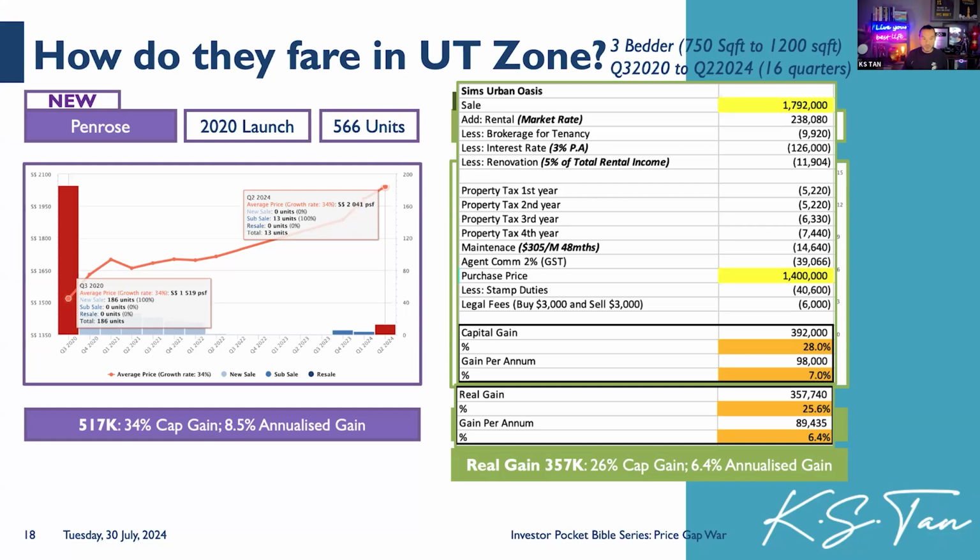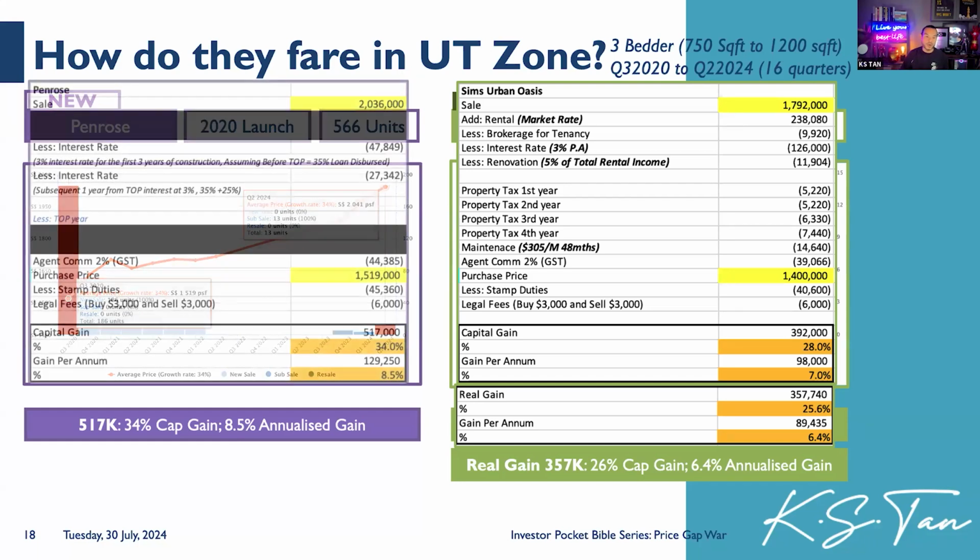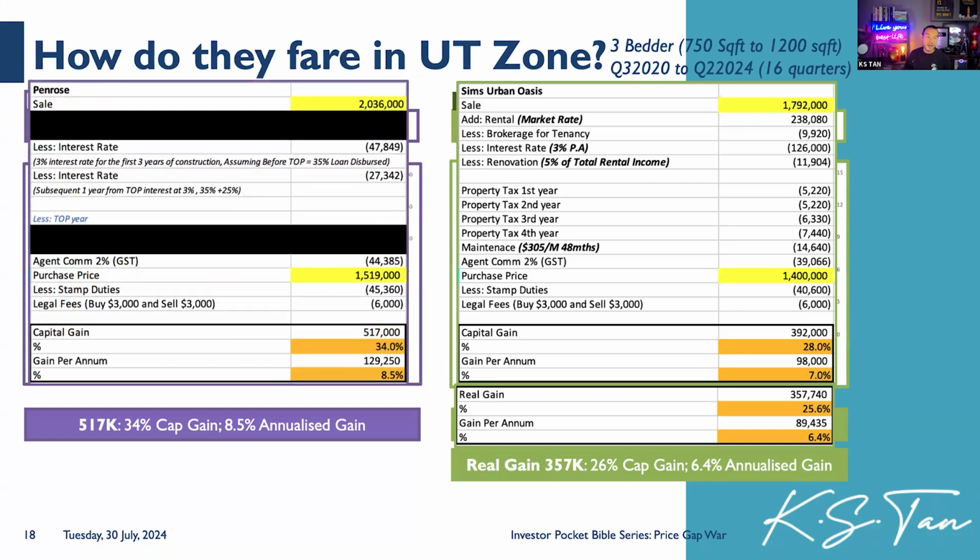Okay, but considering Penrose, because of the fact that there is no rental income, you are just paying a progressive interest rate. So your interest payments are lesser, so to speak. In total, you paid about close to 70,000 given what is expended within the progressive period until TOP. Okay, and also you got to pay off your agent commissions, you're going to pay off stamp duties, legal fees when you buy and when you sell.